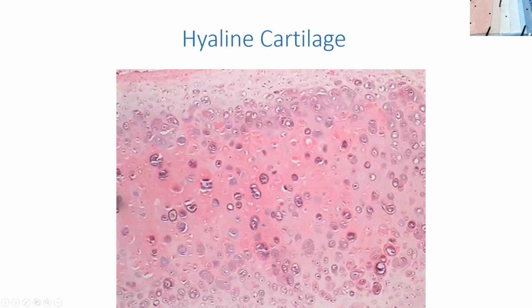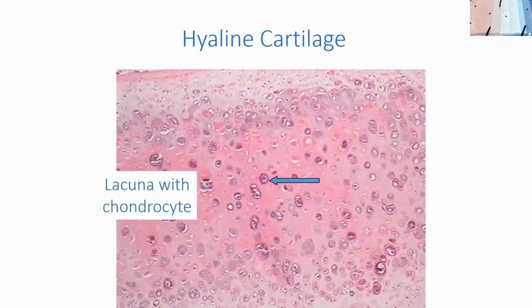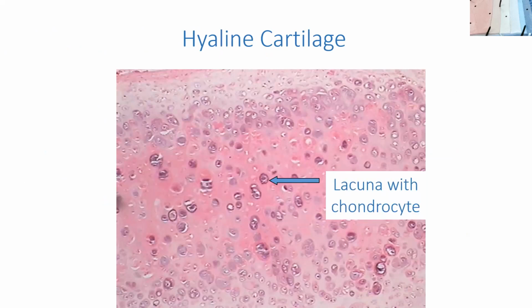This is what cartilage looks like. This is hyaline cartilage. This is the stuff you find in the tip of your nose and in your airway and in the ears. Hyaline cartilage is laid down by cells known as chondroblasts.